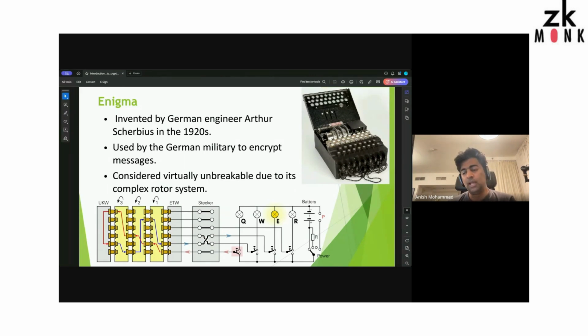So if you were to encrypt something the way you were describing, you press the button, and then the light that's supposed to be your ciphertext will light up. Okay. Can I have the next slide, please?